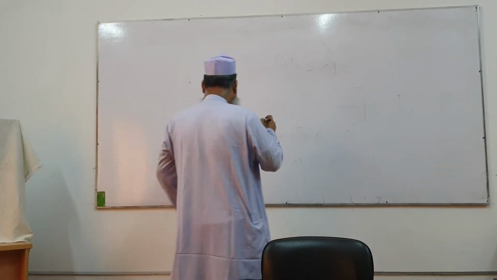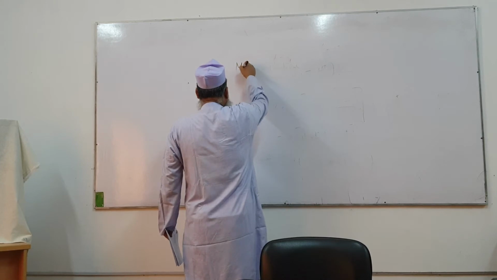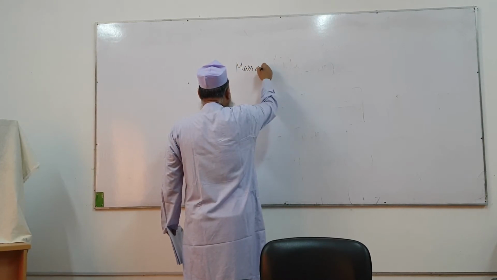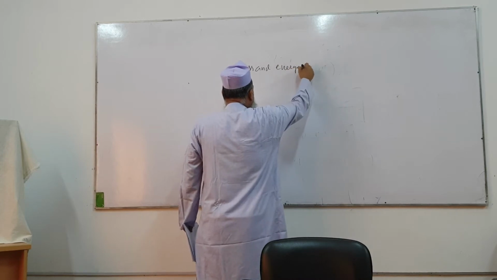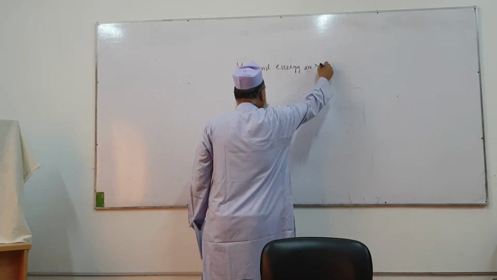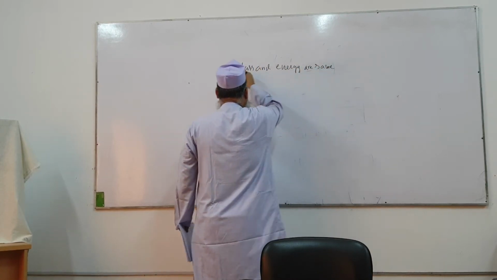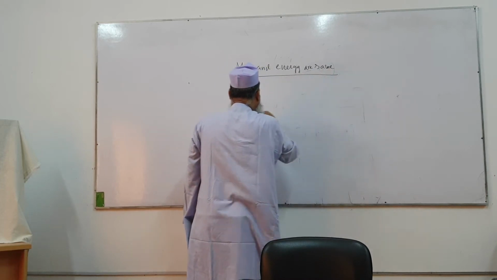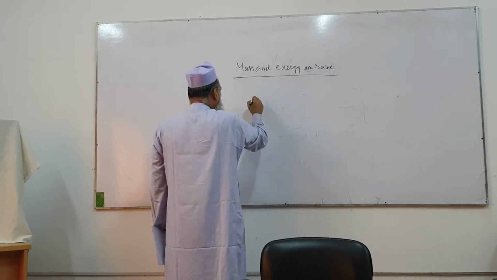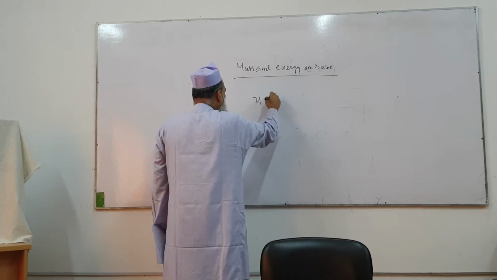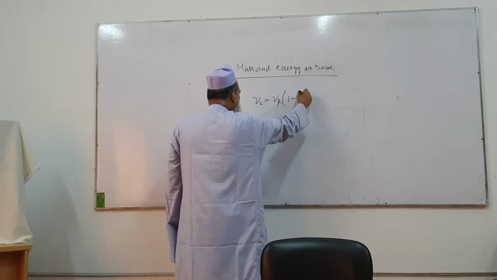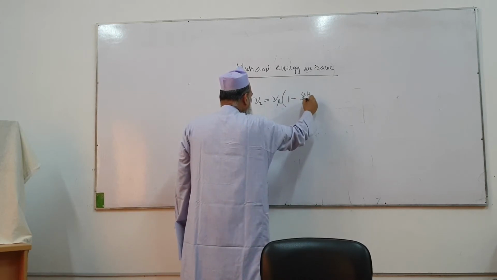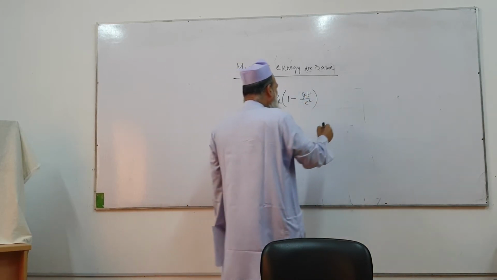Say what? Mass and energy are same. Our formula is what? Nu2 equals nu1 (1 minus gh by c square). Now come to the point.